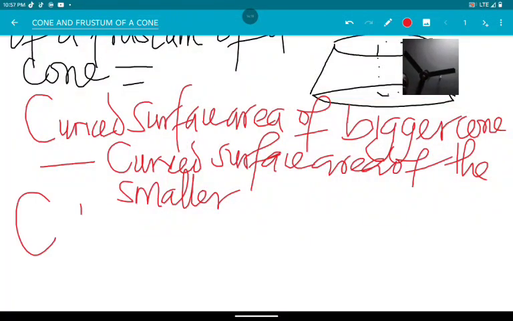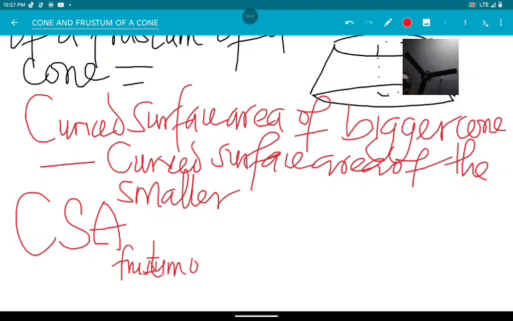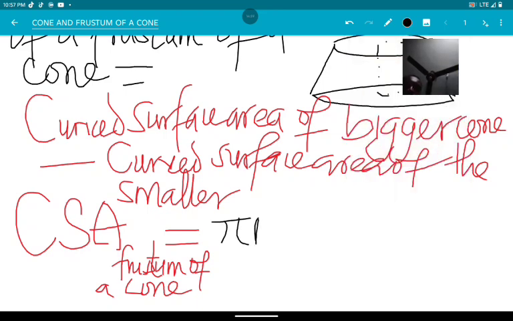So it means that the curved surface area of a frustum of a cone is equal to, what is the curved surface area of the bigger cone? From what we established before, it is going to be pi big RL. Don't forget that pi RL is just the curved surface area of the cone. But because we are talking about the bigger cone, it's going to use capital letter L and capital letter R, minus the curved surface area of the smaller cone, pi small r L.